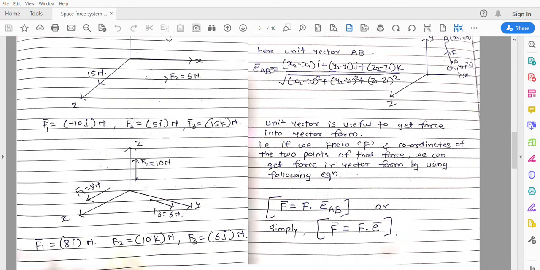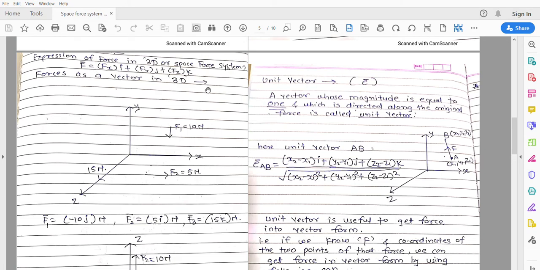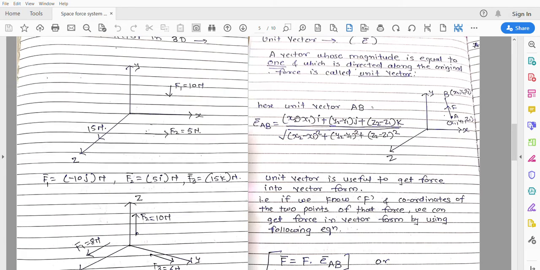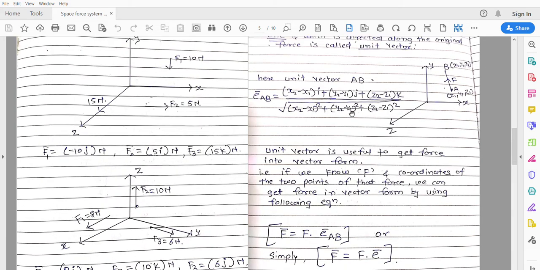Now remember, this unit vector is very useful when we need to convert force into ijk format, that is, into vector form. So many times what will happen, they will show this axis system and they will show a force of 100 Newton with coordinates 1, 2, 3 and let us say 4, 5, 6, and they will ask you to express that force in ijk form. So in that case you need to use this equation. This is the second method to represent force in ijk form.